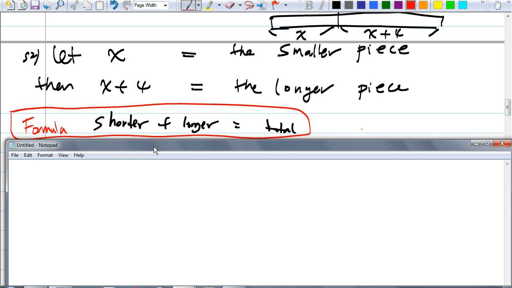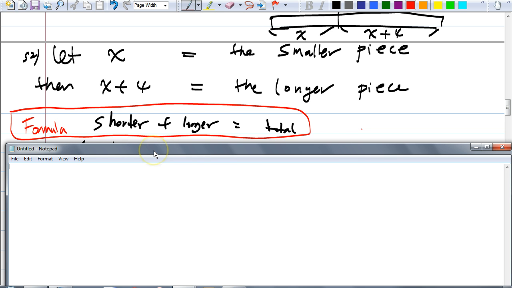Now, of course, we're going to substitute it in. What are we substituting for the smaller or shorter piece? Dakota? X is correct. Isn't that what we just said? How do we represent the shorter piece? X. What about the longer piece? How do we represent the longer piece? X plus 4.